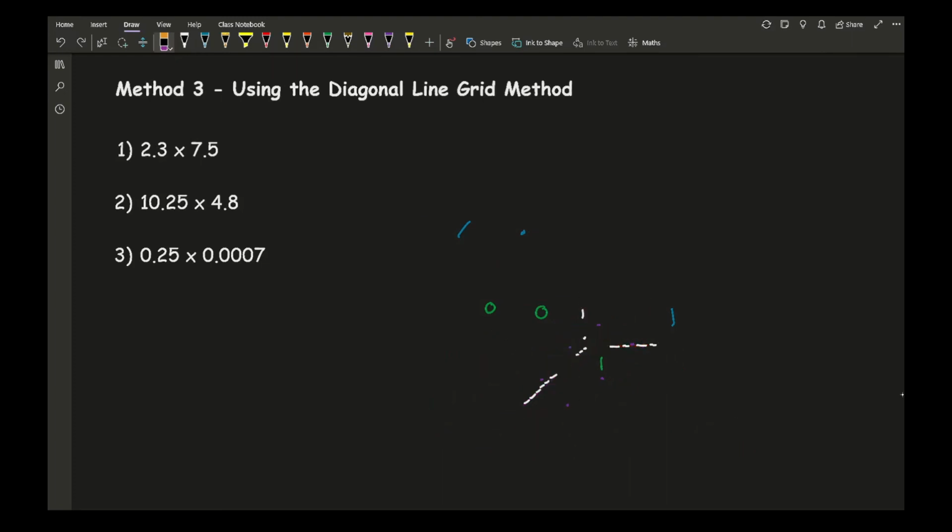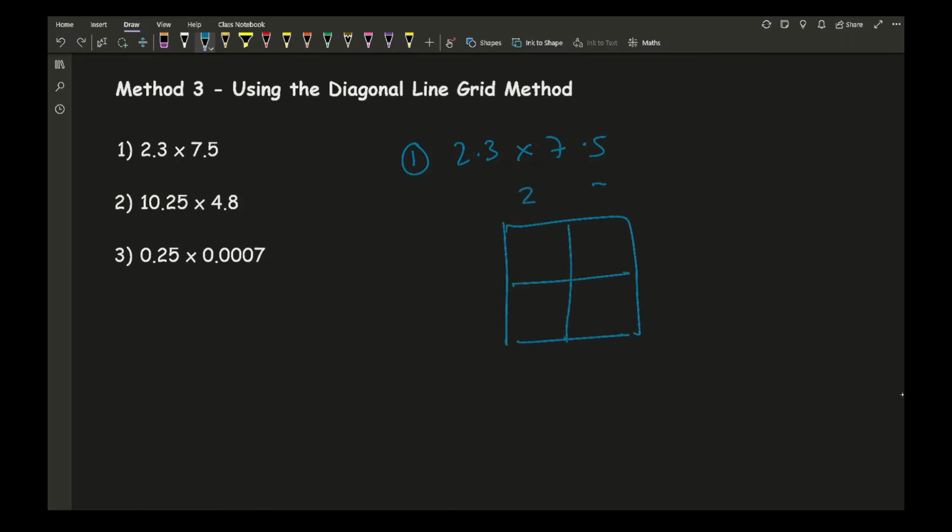Now again, if you're not too sure how I've done all that, let's just quickly go through the 3 questions on the screen. So here we've got number 1. So I've got 2.3 times 7.5. So I've got a 2 by 2 grid. Now it doesn't matter which numbers you have, but I would say it's usually common to have the longest number going across and the smaller number going down in terms of length, not value. I'm going to draw my diagonal lines like so. And I'm going to do my decimal point, which is here and here.